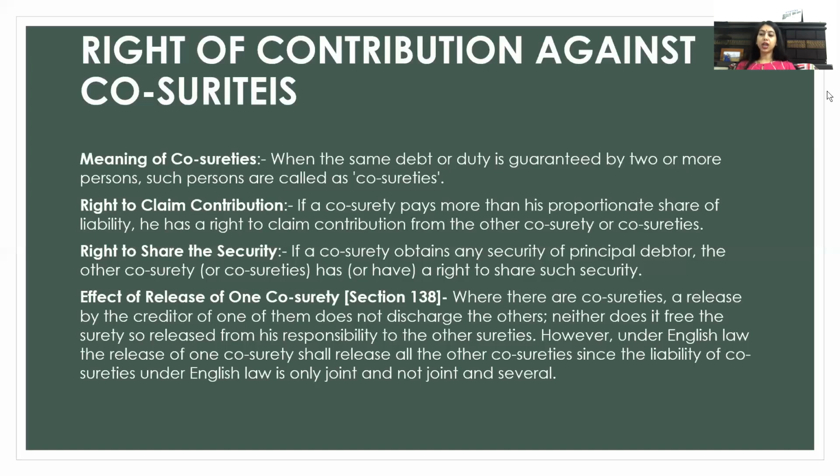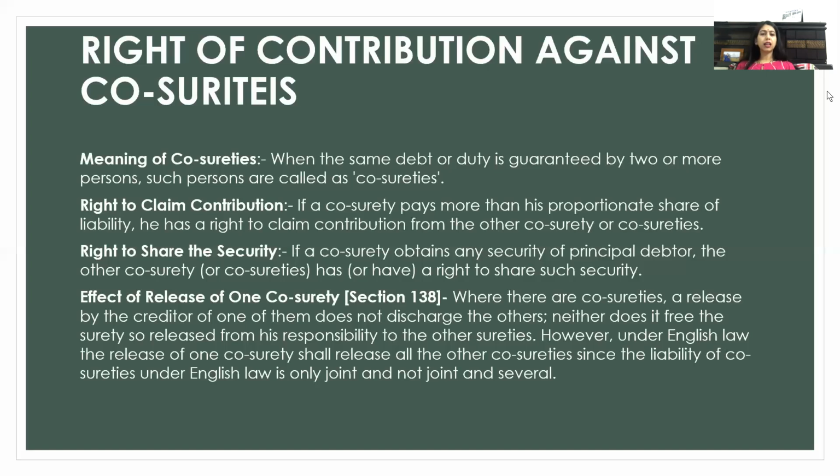Next is right to share the security. If a co-surety obtains any security of the principal debtor, then the other co-sureties have a right to share the security. Take the same example, A, B and C, all three are co-sureties. If A has possession of the security, then A has to share that particular security with B and C also.